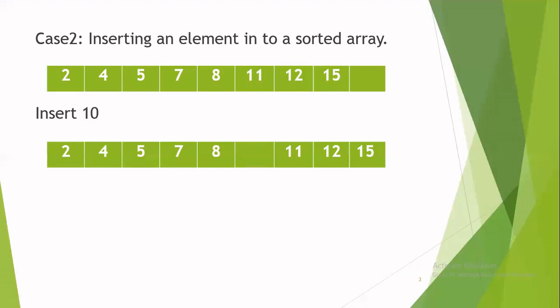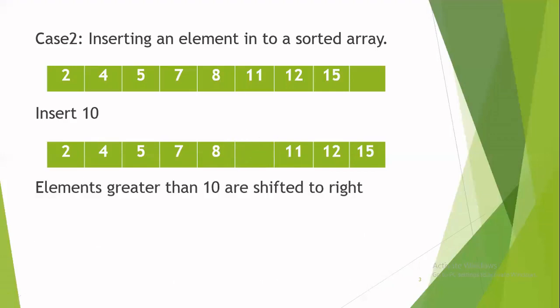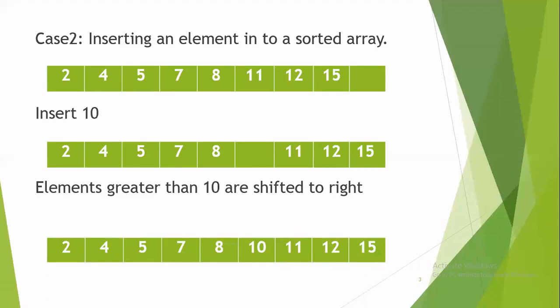Okay, see here, I have shifted 11, 12, 15 to the right, and then have emptied this space, and in the next step I'm going to insert the given element into this sorted list. Okay, so this is how an insertion operation is performed on a sorted list. So in our practical session, we are going to consider the second case, inserting an element into a sorted list.